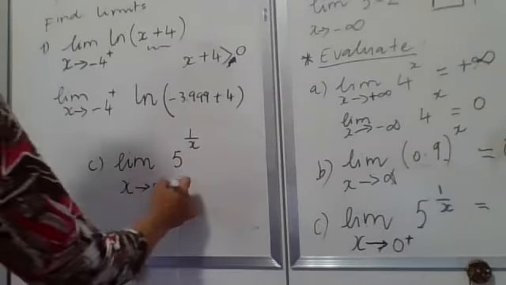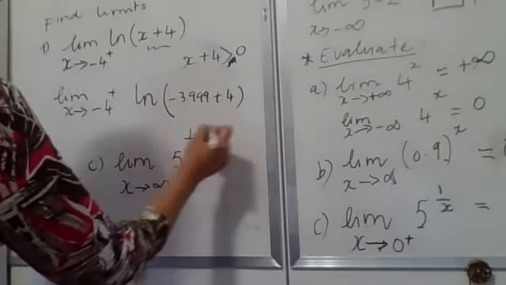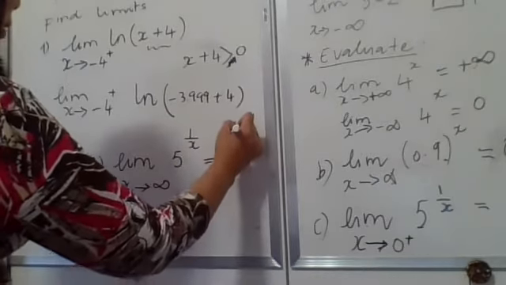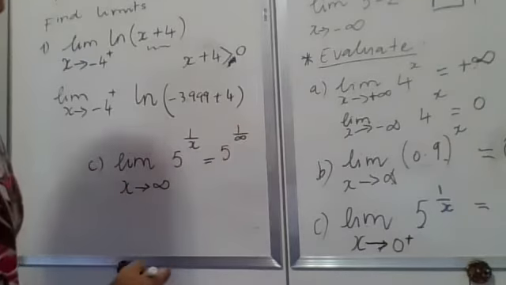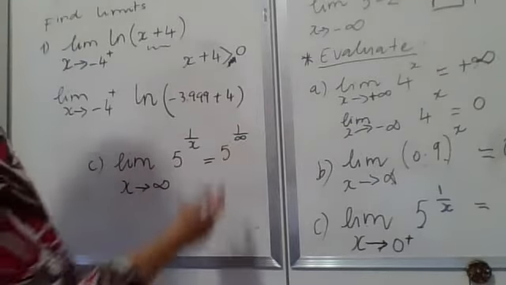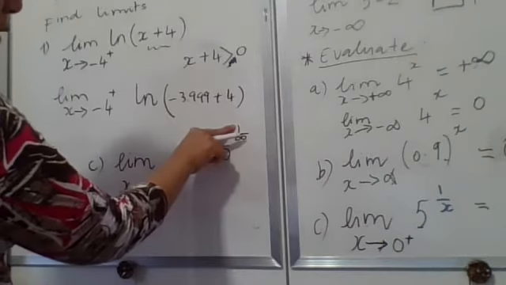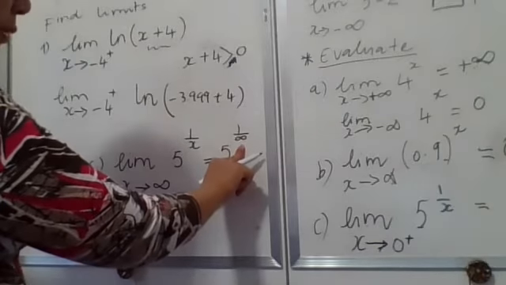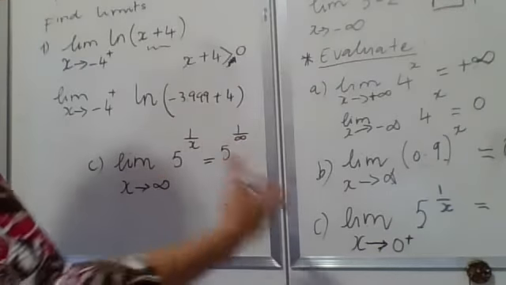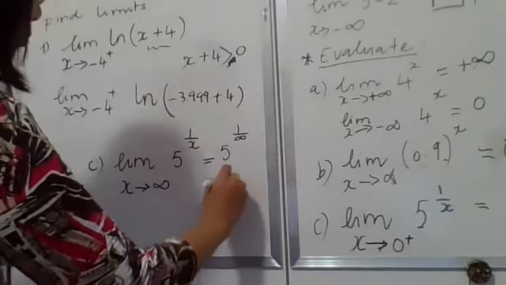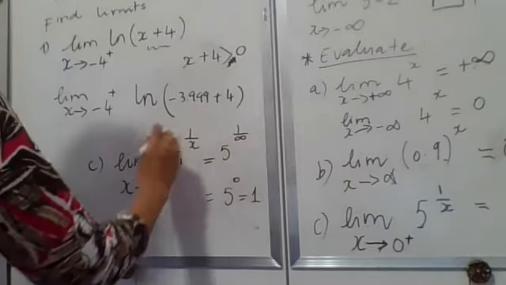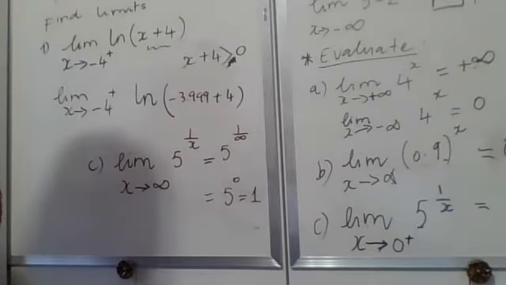Okay, so in this case, you can substitute and evaluate 1 over infinity. And 1 over infinity is any small number on the top, whether 1 or 2 or 3 or 4 or 5, divided by a very big number at the bottom, which will be close to 0. So this will be equal to 5 to the power 0, and that will be equal to 1. So the limit of the same function, if x approaches positive infinity, the answer is 1.